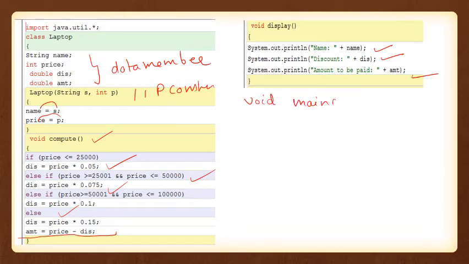Void main. Create the object of the class. So the name of the class is Laptop. ob equals new Laptop. Under the brackets you write any name, Anu, comma, then you write the price. So for the price you can give any amount.